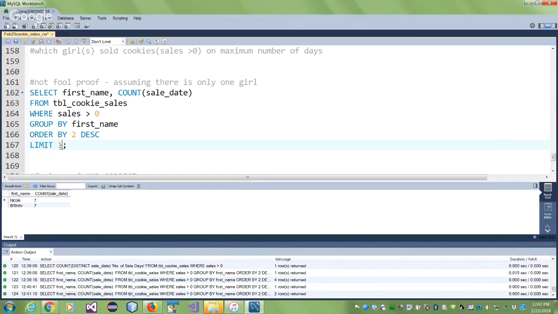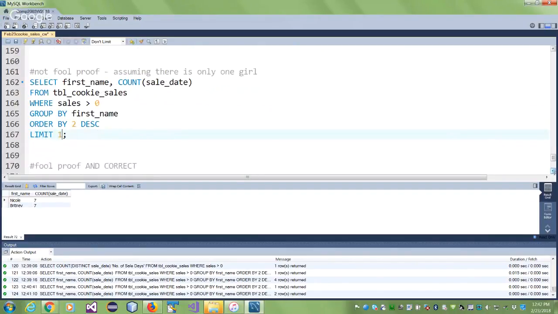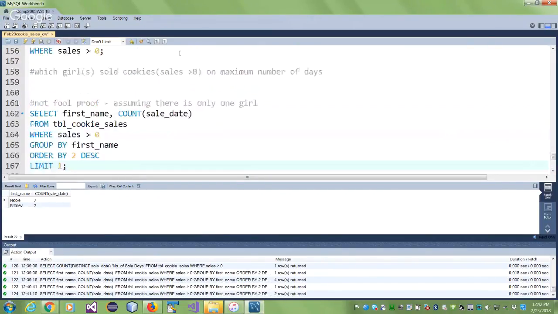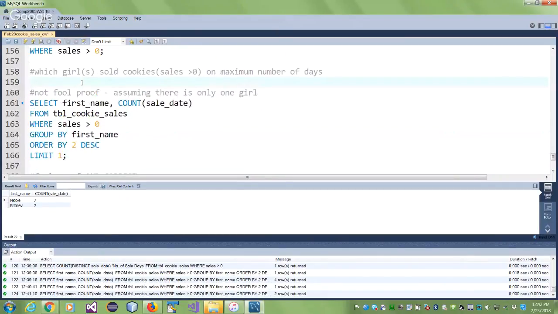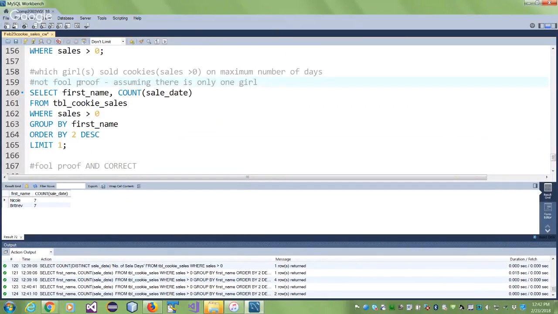Do you have the maximum? Do you have the maximum? So let's do it that way now. The earlier approach will work if and only if there is only one person with the maximum value. But it will not work if you have more than 1 Girl Scout or more than 1 student with the maximum mark. Therefore, I have said it's not foolproof. You're assuming there is only 1 girl with the maximum sale, or with maximum count, right?